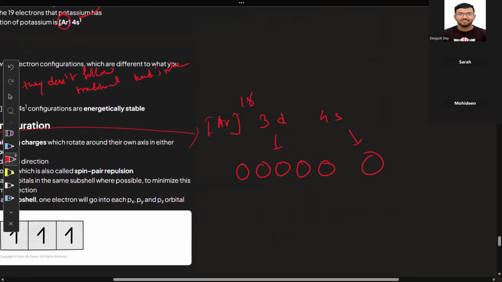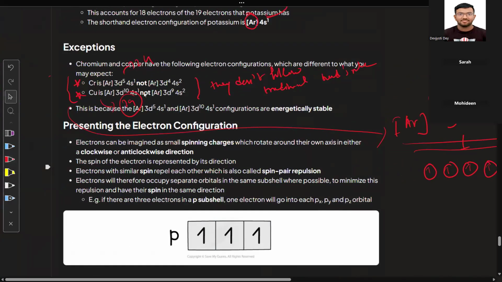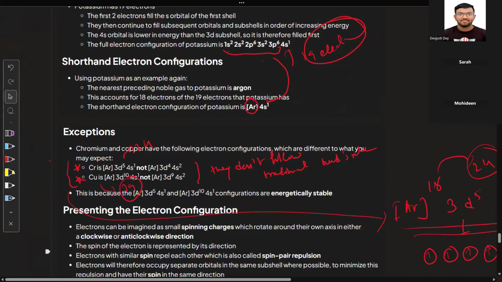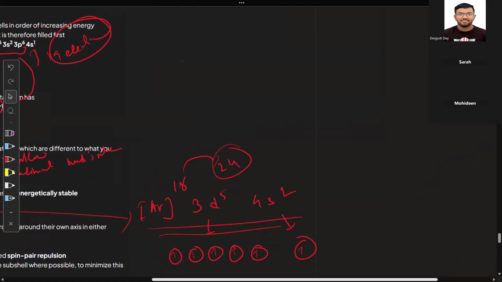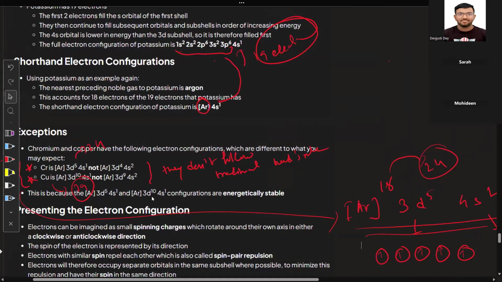Now here 18 electrons have been placed, and chromium has 24, so the remaining are 6 electrons. How will you accommodate the 6 electrons? According to Hund's rule, what do you think should happen? 1, 2, 3, 4, 5, and then 6. That means 3d5, 4s1. This is what should have been happening, but unfortunately this does not happen. I think I made a mistake. Sorry. 1 minute. Did I make a mistake? 1, 2, 3, 4.